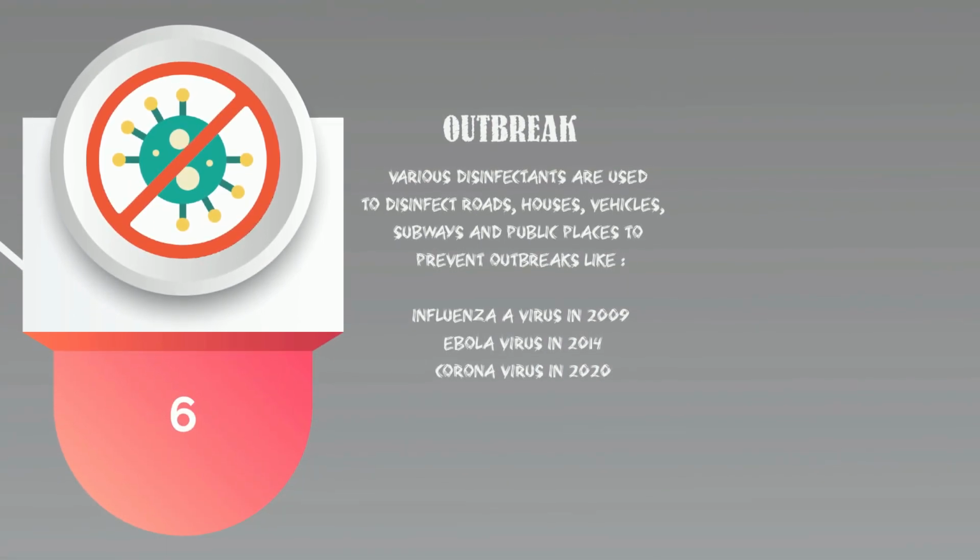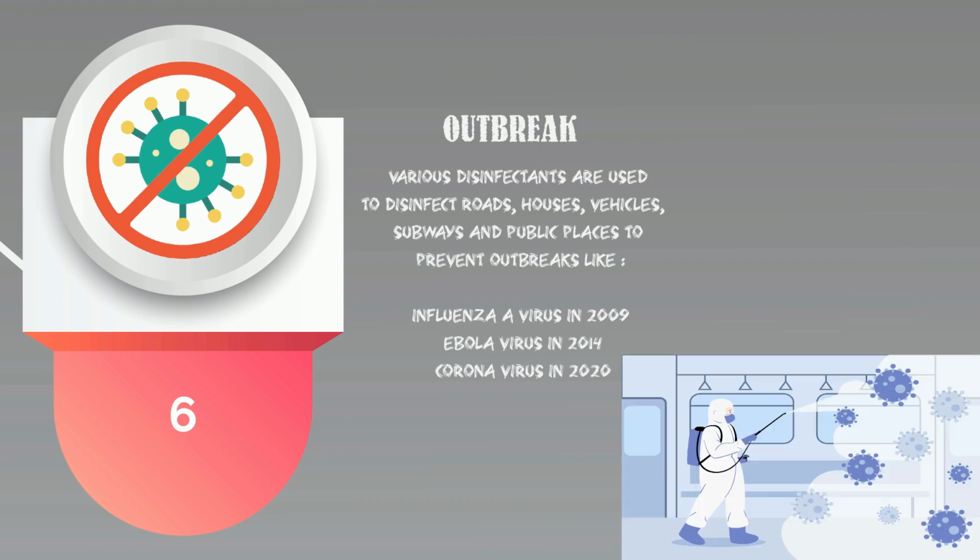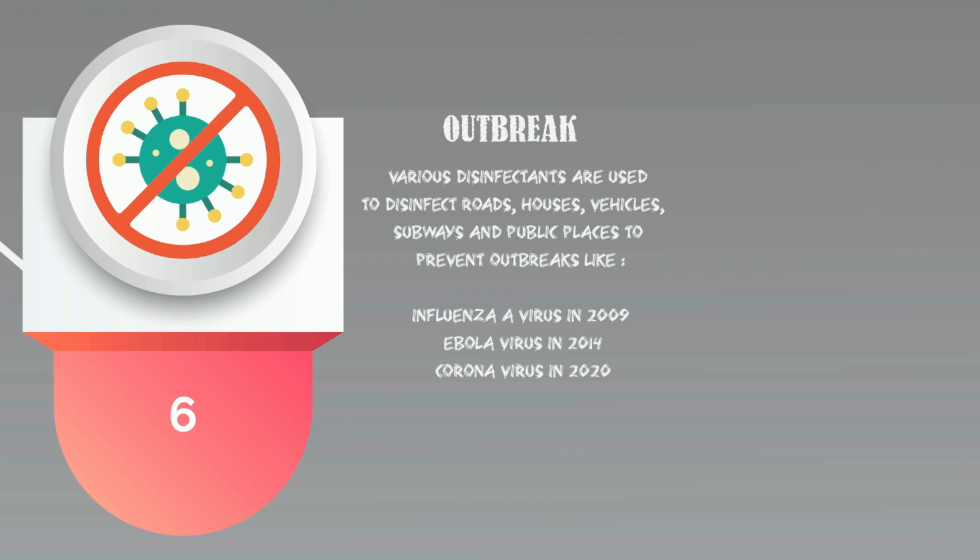Disinfectant like sodium hypochlorite, hydrogen peroxide, quaternary ammonium compounds are used to disinfect road, houses, vehicle, subways, public places, and also they are used to disinfect humans to prevent the spreading of virus during the outbreak like coronavirus in 2020, Ebola virus in 2014, and influenza A virus in 2009.